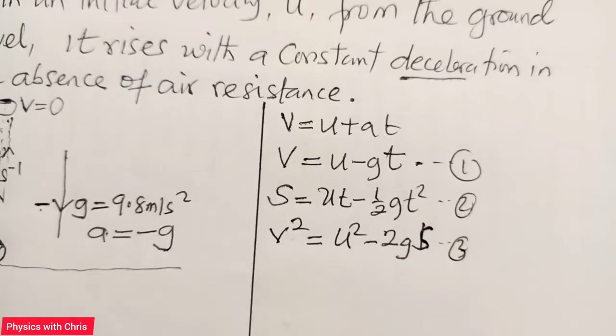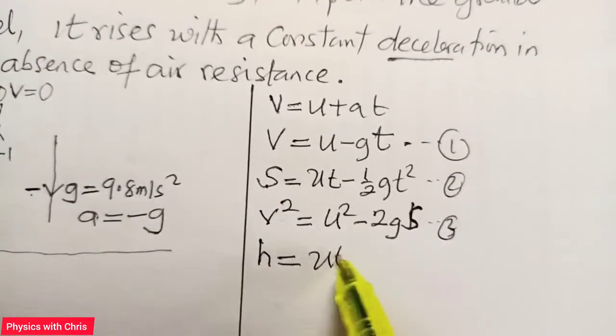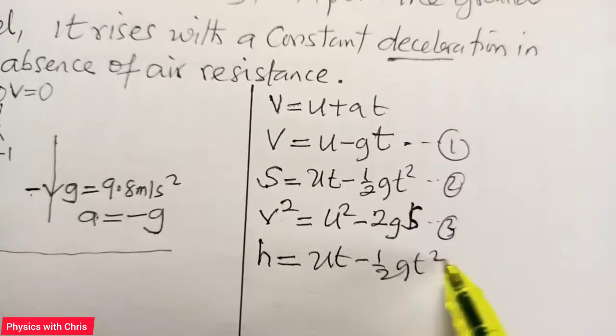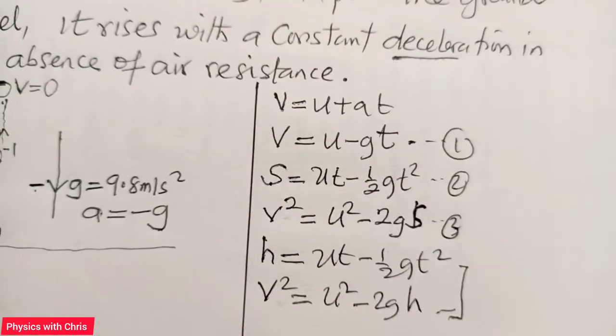So sometimes we want to talk about the height of the body, maximum height and all that. We replace s with h. So that equation 2 can be written as h equals ut minus half gt squared, and equation 3 can be written as v squared equals u squared minus 2gh. This is when I'm looking for the height of the body after some given time.